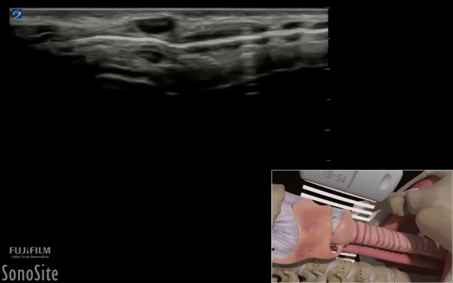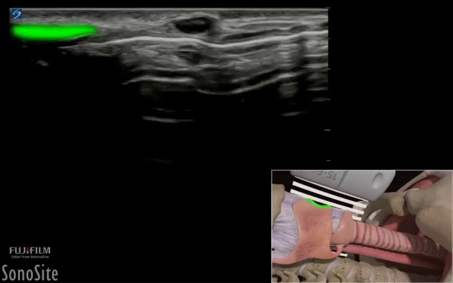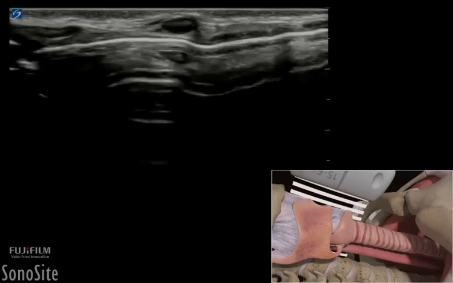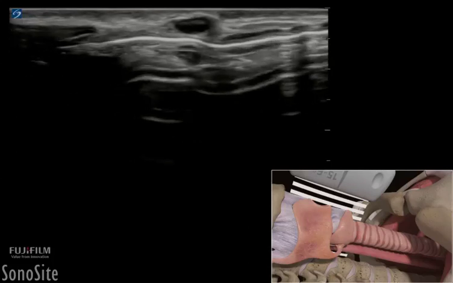This is followed by the cricothyroid membrane and the thyroid cartilage. Visualization of the cricothyroid membrane is most optimal in the longitudinal cross-section.